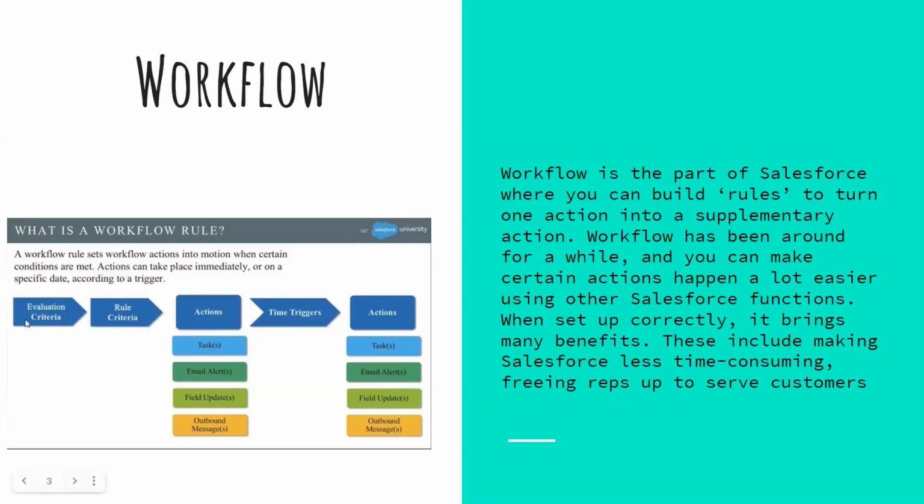So first we have to give an evaluation criteria. In that we have to specify whether our update should happen on creation of a record or update of a record. Then we can assign a rule in the rule criteria, and after that we can provide an action. We have different actions in workflow, like we can assign a task to someone, send an email alert, update a field, or send an outbound message. The same goes for the time trigger also. If you want to set a specific date or time, then you can use a time trigger, and you can provide an action, which can be assigning a task, an email alert, a field update or an outbound message. Let's see a few examples of a workflow.